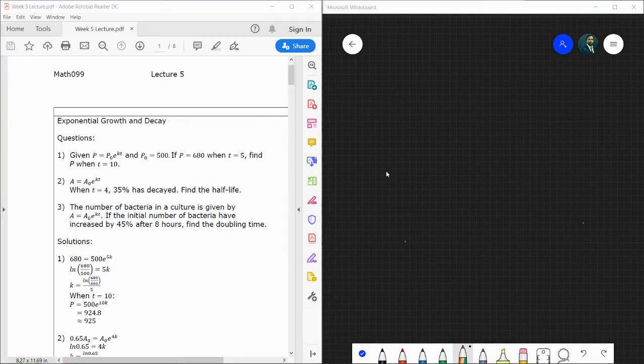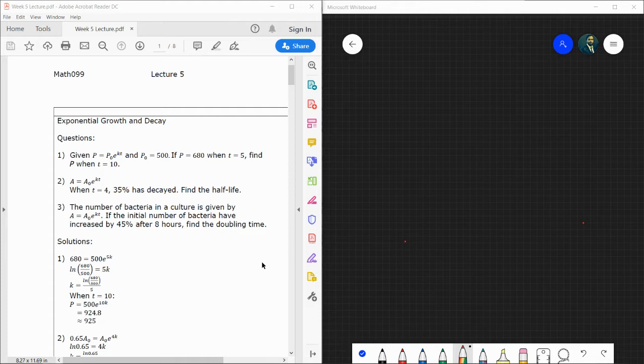Welcome back, students. Extending our understanding from exponential growth and decay, we are going to extend to another new concept, but very related, which is half-life. Before I get to half-life, let's look at a problem and refresh our memory in terms of exponential growth.